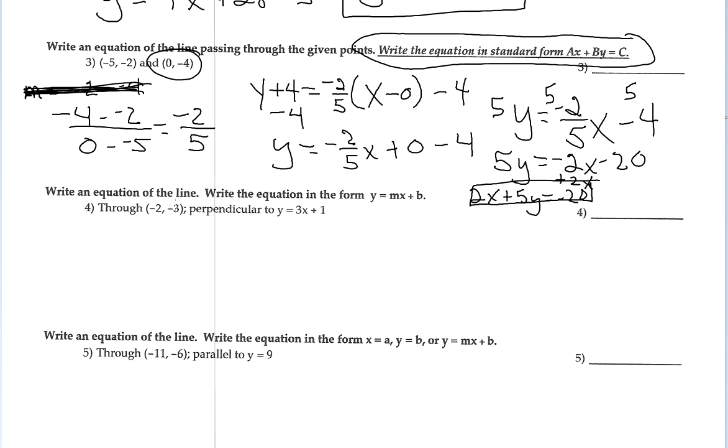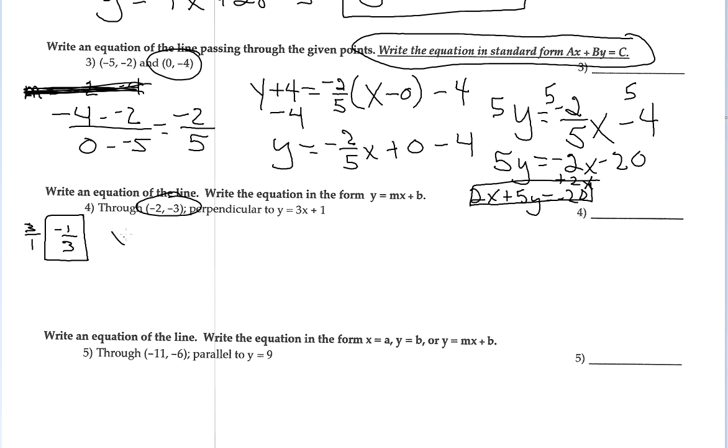Okay, write an equation of the line in the form y equals mx plus b through this point perpendicular to y equals 3x plus 1. All right, so let's figure out what the slope is. If it's perpendicular to 3x, this is 3 over 1, then perpendicular would be the reciprocal, and one of them has to be negative. Since this is positive, this has to be negative. So the slope I'm looking at is negative 1 over 3 through this point here.